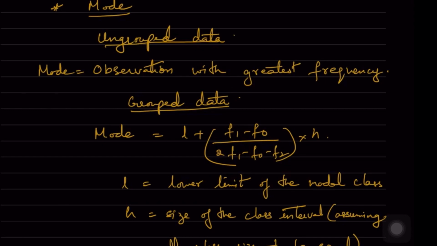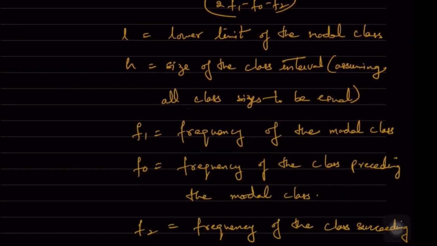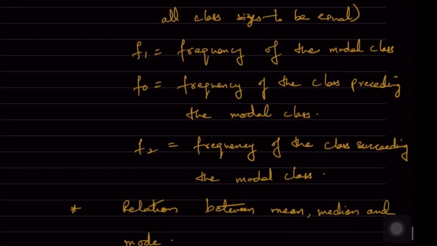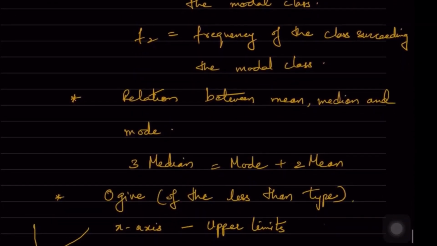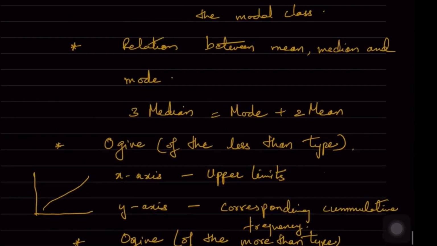Now next, grouped data. For grouped data, what is the formula we use? Mode is equal to L plus (F1 minus F0) divided by (2F1 minus F0 minus F2), into H. Here L is the lower limit of the modal class, H is the size of the class interval, assuming all class sizes to be equal. F1 is the frequency of the modal class, F0 is the frequency of the class preceding the modal class, and F2 is the frequency of the class succeeding the modal class. So these are all the formulas which you have. You have to learn these formulas by heart.